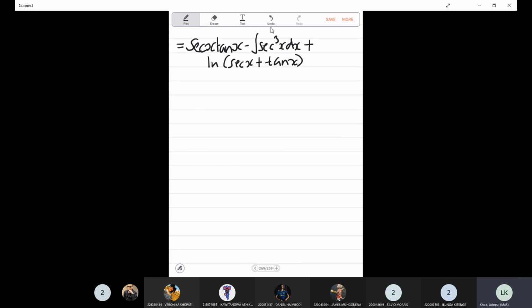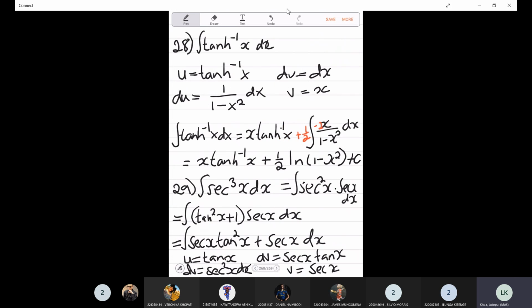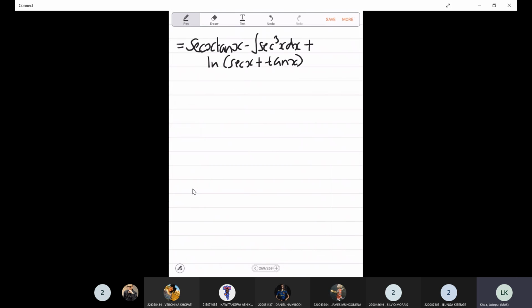Okay, now here you can see I have a sec cubed of x again, and on the right hand side I have sec cubed of x. So that negative sec cubed, I can take it to the other side. So when you're writing on paper and you have a clear left hand side and right hand side, it's easier to see. So we have 2 integral of sec cubed of x dx.